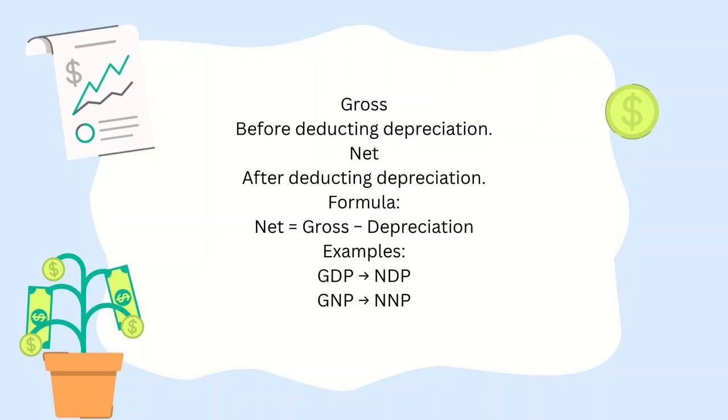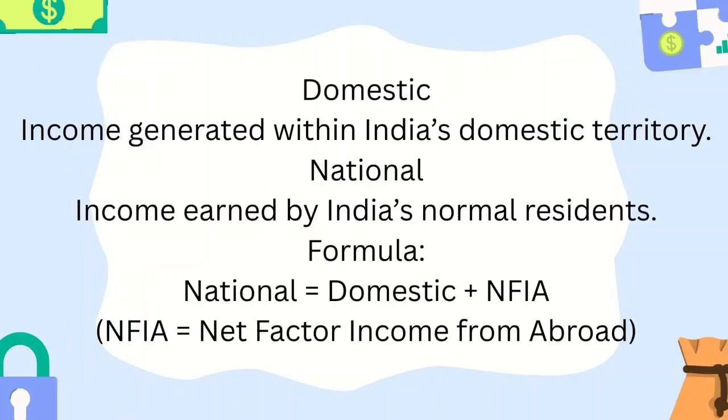Now let's generalize what we have just learned. Whenever you see the word gross, it means depreciation has not been deducted. Whenever you see the word net, it means depreciation has been deducted. For example, gross domestic product becomes net domestic product after subtracting depreciation. Similarly, gross national product becomes net national product after subtracting depreciation. This simple rule will help you remember all the major income concepts.